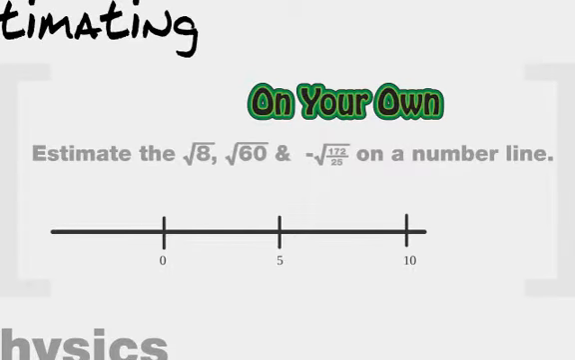All right, would you estimate and put on a number line the square root of 8, the square root of 60, and the negative square root of 172 divided by 25? Put it on a number line. See what you get.